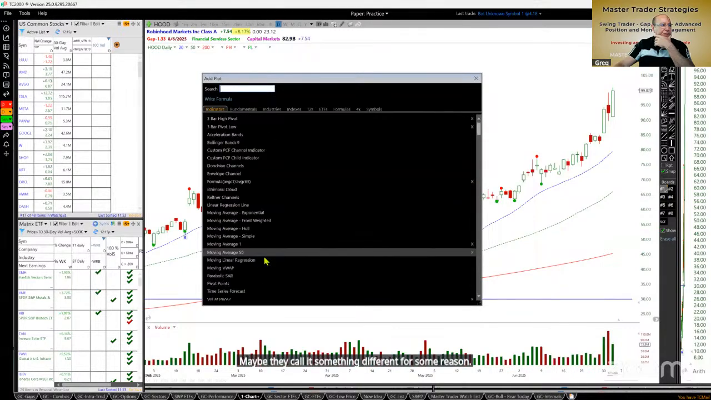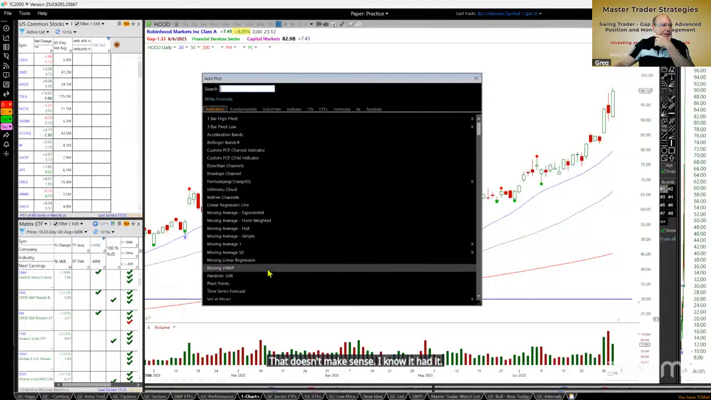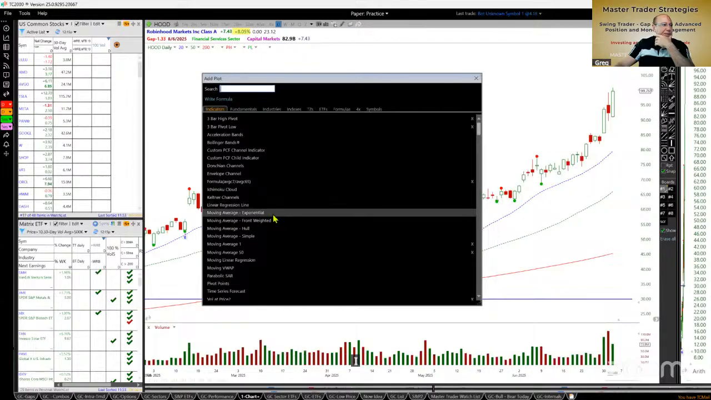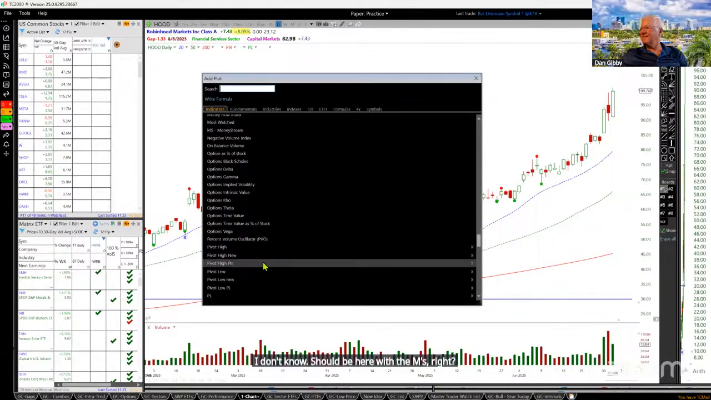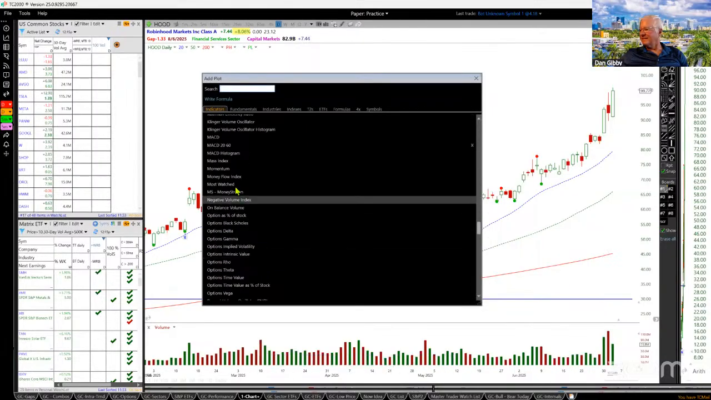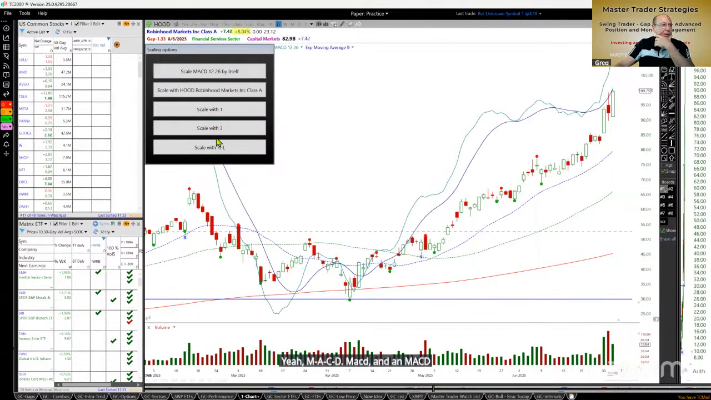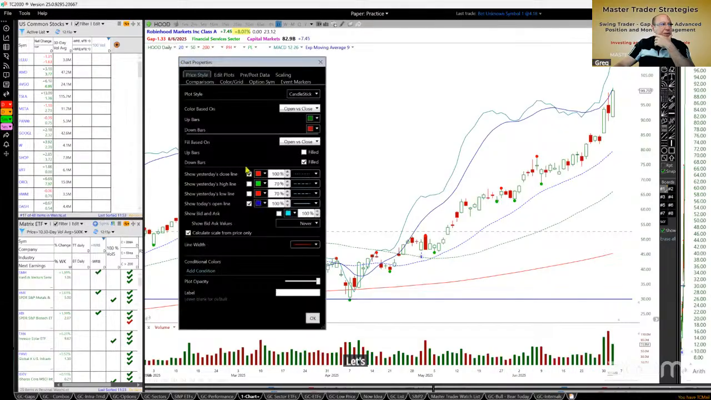You see how much I use MACD indicators? Indicators. That doesn't make sense. I know it had it. I don't know. Should be here with the M's, right? Yeah, MACD, and a MACD histogram. I don't know why that wasn't there. Scale it by itself. Anyway, this is why it's all brain damage.